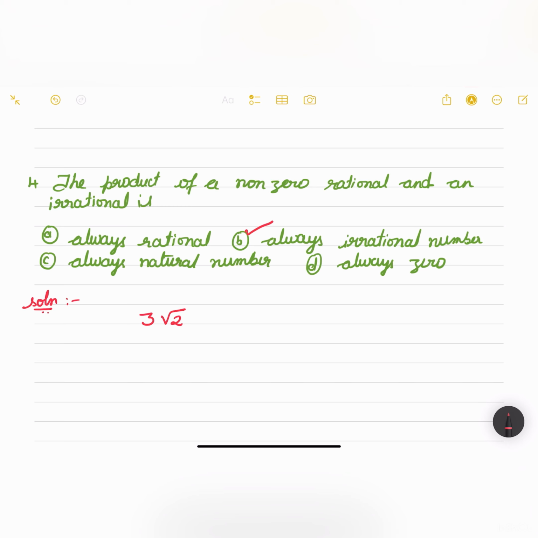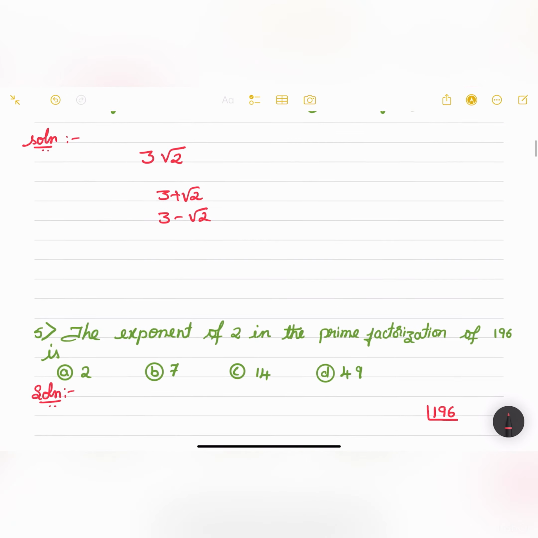Okay, and it is the same for even 3 plus root 2. So addition is also irrational. 3 minus root 2, subtraction is also irrational, and division will also be irrational. Let us go for the fifth one.